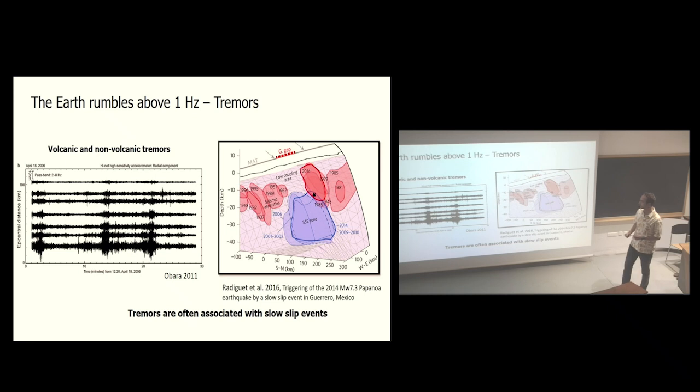These tremors have been shown to be correlated somehow with the activity of slow slip events on faults that are extremely important in order to assess the full range of slip on a fault. And especially it has been shown that these hidden slow slip events can play a role in the triggering of very large earthquakes. So it's probably very important to better understand and characterize these tremors.